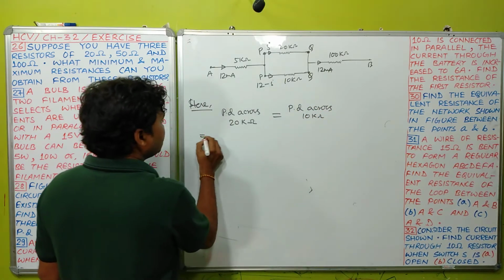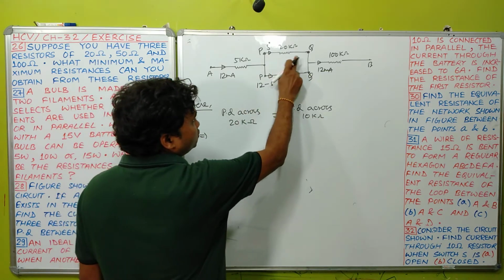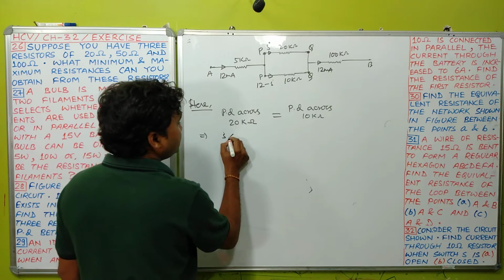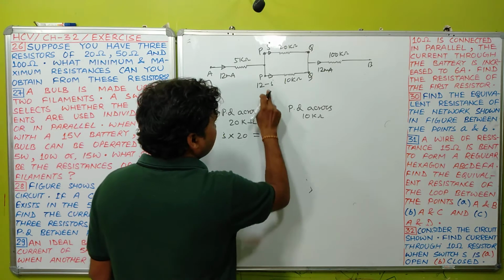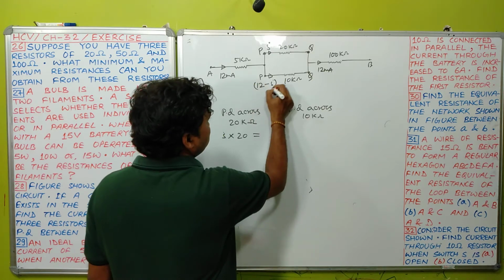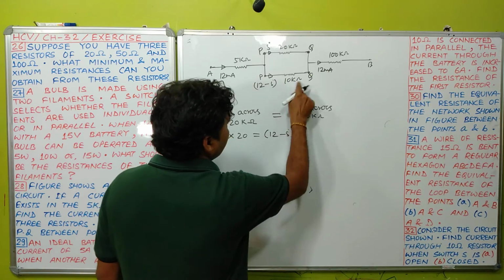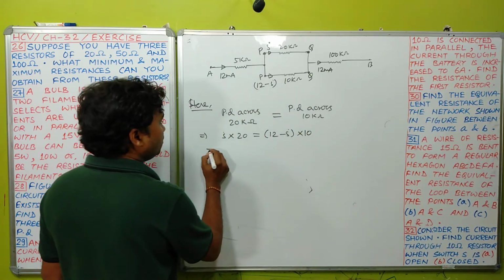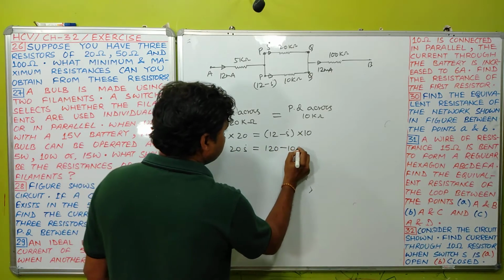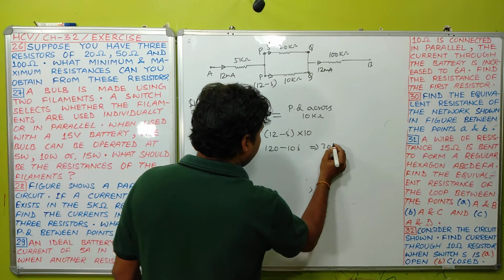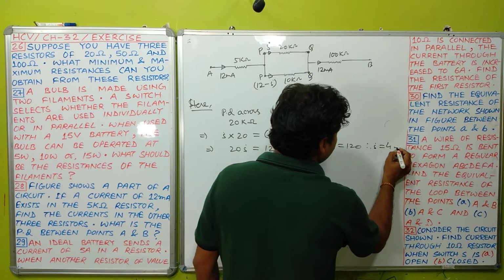Now across 20 kilo ohm, current I is flowing, so from Ohm's law V equals IR. This is I into 20. And through this, the current 12 minus I is flowing, so the potential difference is 12 minus I, into R, the value of R is 10. Now from here you can find out the value of I. 20 I equals 120 minus 10 I. This is 30 I equals 120, and so the value of I is 4 milliampere.